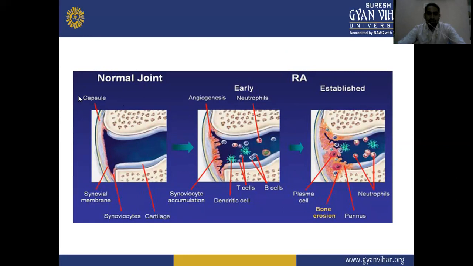In the normal joint, this is the capsule, this is the synovial membrane, these are the synoviocytes, and cartilage. In the early stage of rheumatoid arthritis, there is angiogenesis, and neutrophils, dendritic cells, T cells, and B cells accumulate in the synovial fluid. In established rheumatoid arthritis, plasma cells, bone erosions, and neutrophils accumulate in the joint fluid.